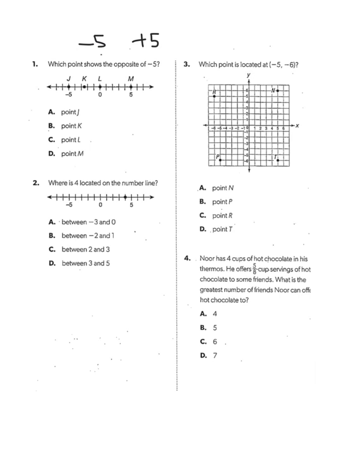Number 2, where is 4 located on the number line? I'm going to let you guys figure that one out too. Is it between -3 and 0, between -2 and 1, between 2 and 3, or between 3 and 5?